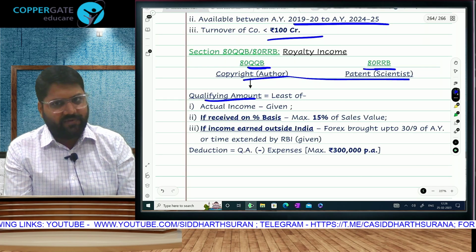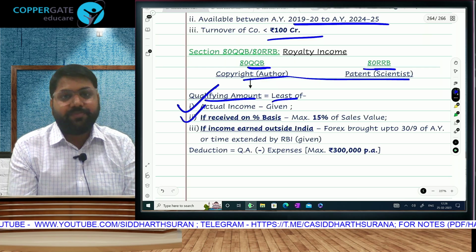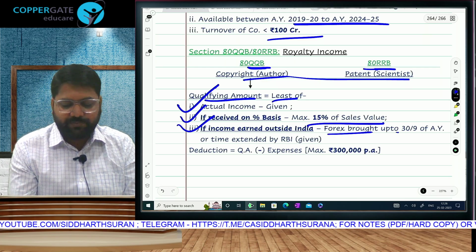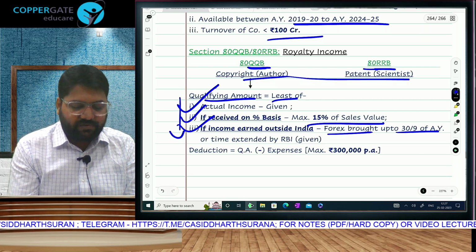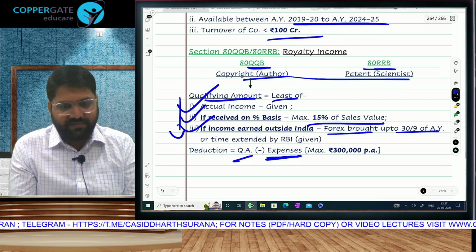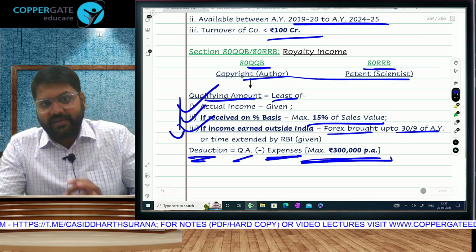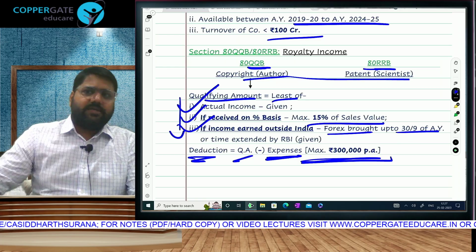First, compute the qualifying amount, which will be the least of the actual royalty, which has already gone in your IFOS. If it is on percentage basis, then 15% of sales value. And if it is outside India, then forex brought within the time limit or extended by RBI. Whichever is lowest will become your qualifying amount, and the qualifying amount minus any expenses that you have incurred will become your deduction, but the deduction will not exceed 3 lakh rupees per annum. So that was our chapter, deductions under chapter 6A.